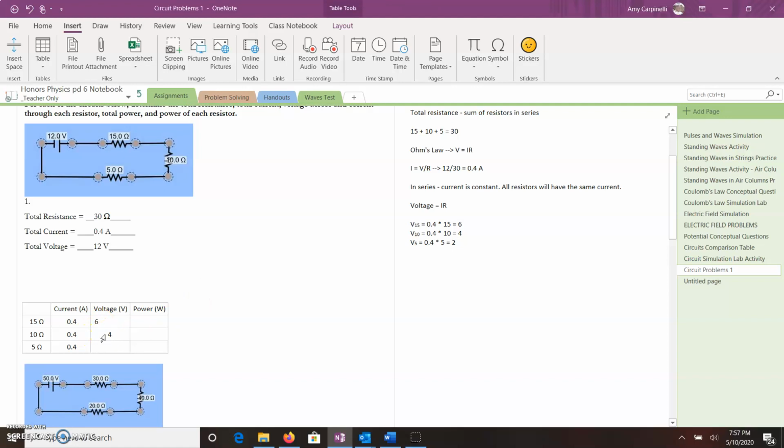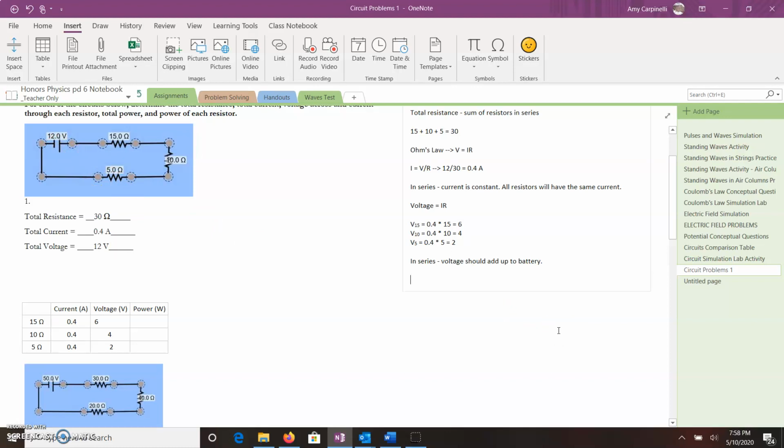So 4 and 2. Now, here's the great thing about circuit problems. They have a little fail-safe built in so that you know you've done them right. In series, the voltage should add to the battery. So our battery was 12, so we're going to check: 6 plus 4 is 10, plus 2 more is 12. That does add up to what my battery is, so I know I did it right.